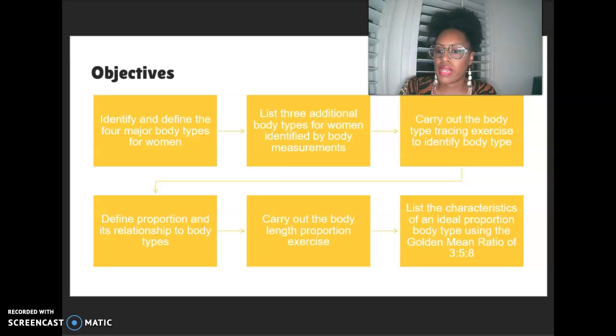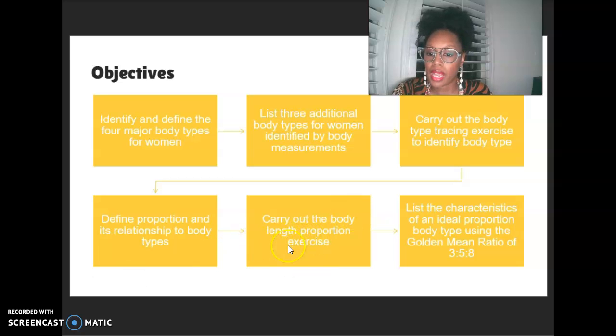Okay, there is a tracing exercise that we'll do that is going to be in the lecture underneath this video. We're going to talk about proportion and its relationship to the body types. Again, there's an exercise that you'll complete, and then we'll list the characteristics of the golden mean ratio of 358, right?